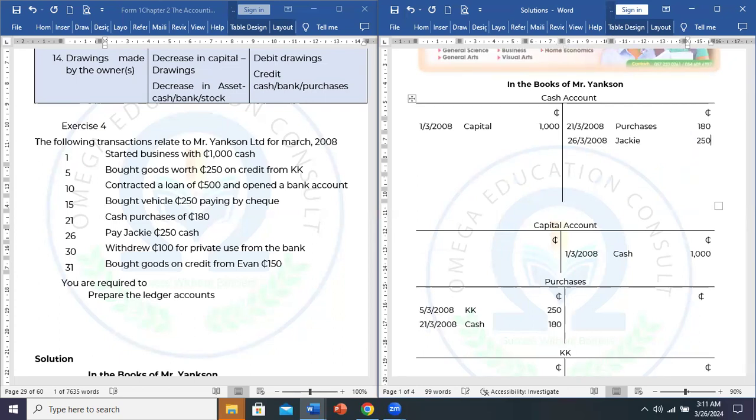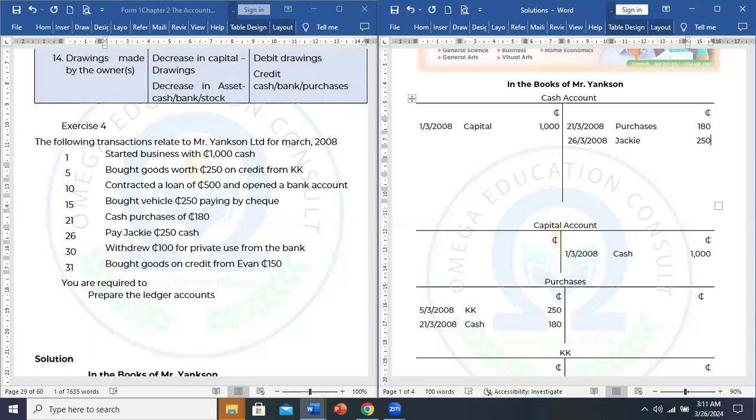So 26 March 2008, Jackie, 250. The last but one is withdrew 100 for private use from the bank. Withdrew 100 for private use. Please, we just ended discussion on this private use. If this private use comes into the picture, what happens? What term do we refer to? I think Alessia will do that. Alessia, I want you to answer this for me. Drawings. Simply drawings. Thank you very much.